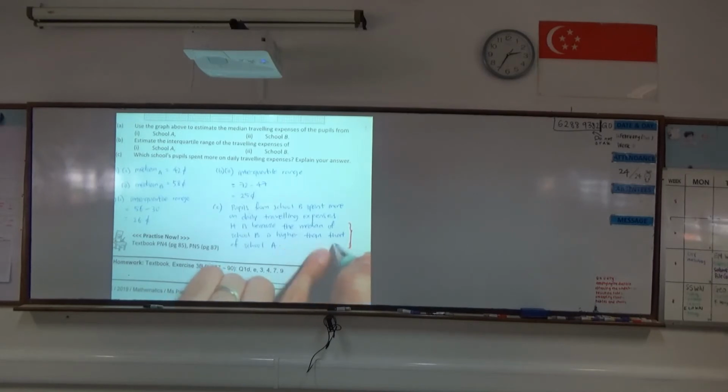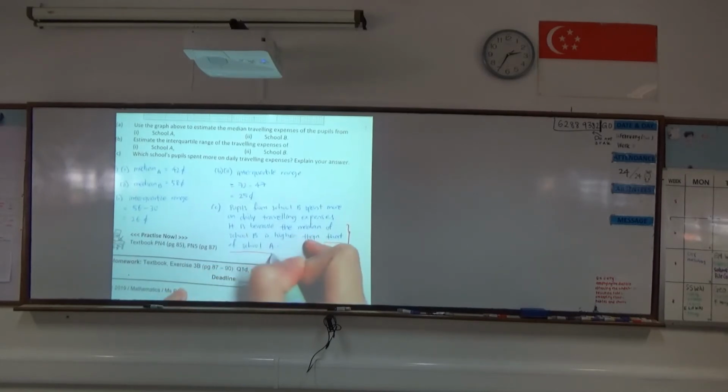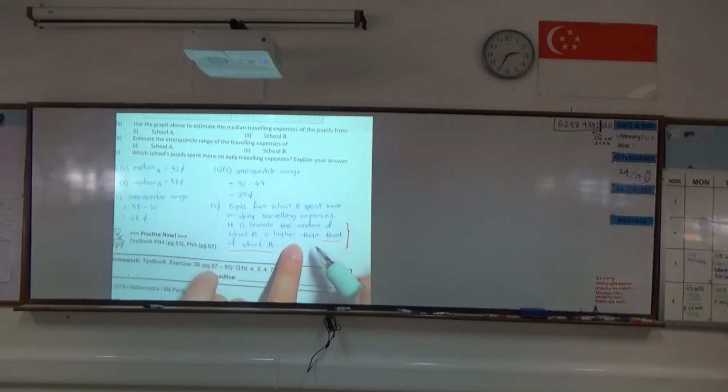So higher than that of school A. So you cannot just stop your sentence at because the median of school A is higher. You cannot just stop your sentence there. You need to tell me higher than what? So higher than that of school A. Right? So draw that comparison, be very clear in your statement.